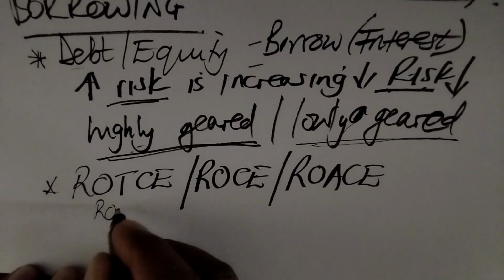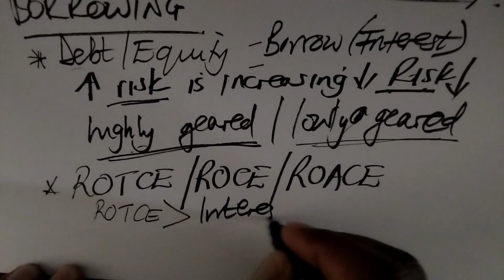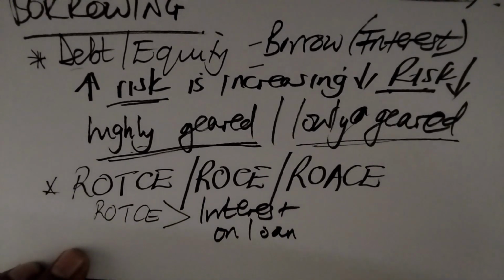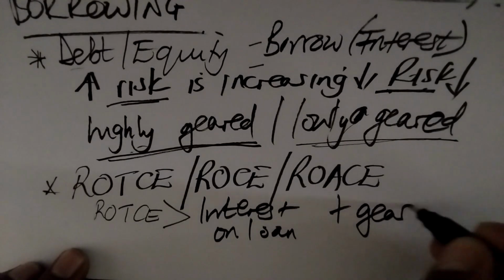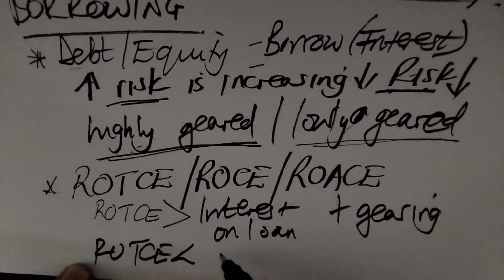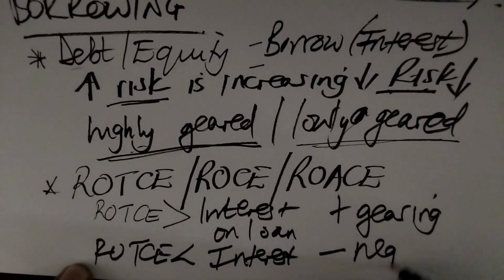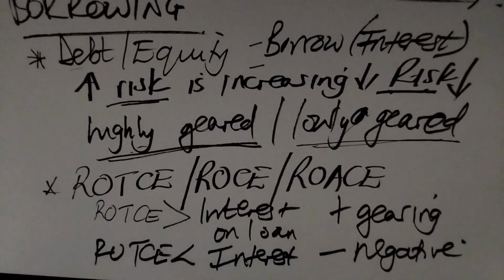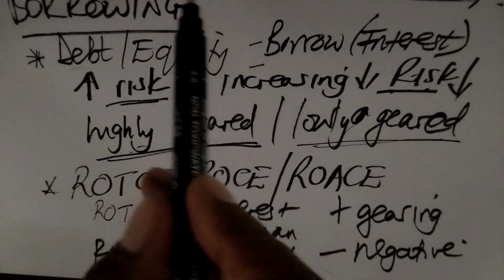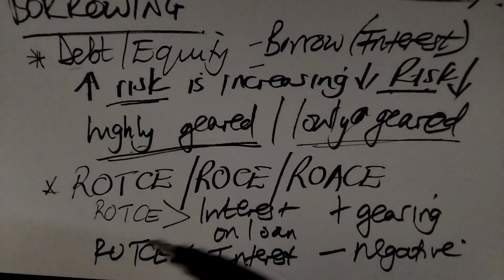So if your return on total capital employed is more than interest on loan, we say the gearing is positive. But if your return on total capital employed is less than interest on loan, we say the gearing is negative. That's what it means. So you use the 2 indicators when they say loan, when they say risk, when they say gearing, when they say financing, or when they say borrowing. Then you use the debt equity ratio or the return on total capital employed.